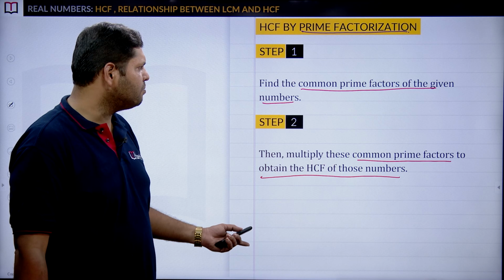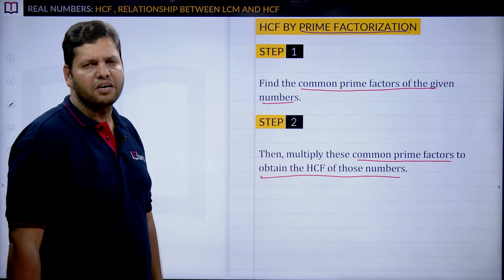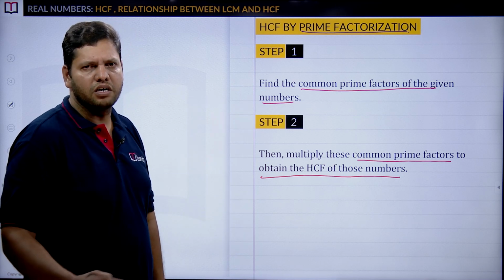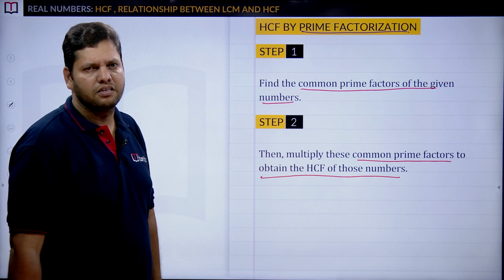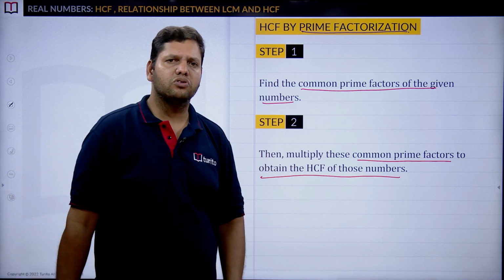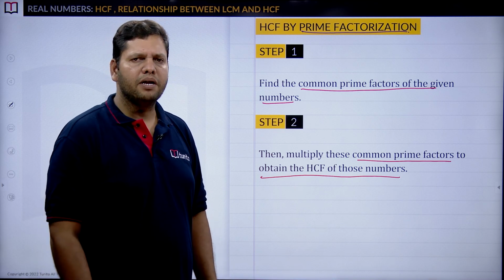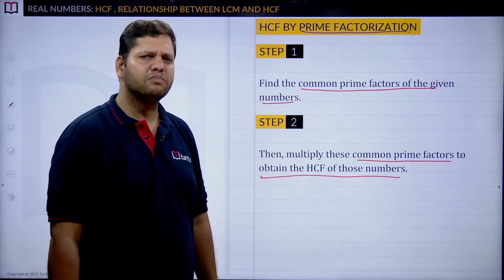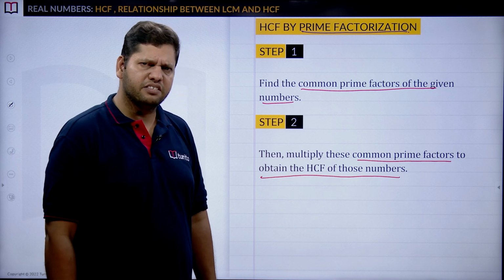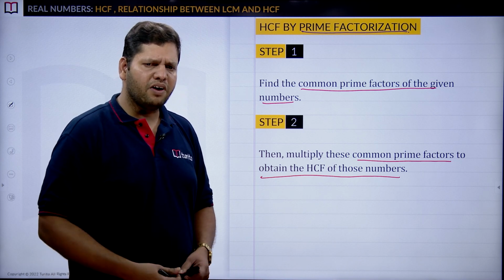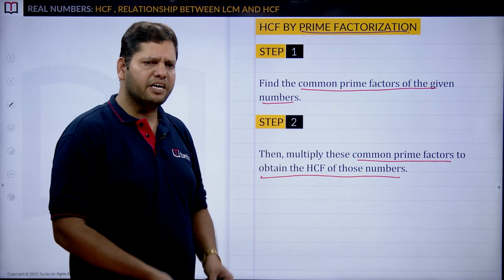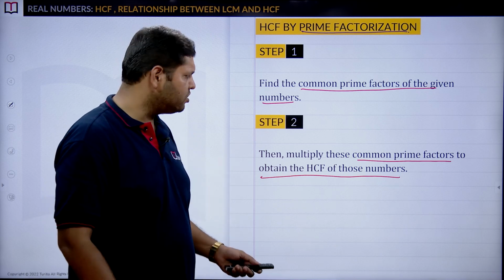First method: step number 1, find all the common prime factors of both the numbers. Then separate them. After separating, what you are supposed to do? Multiply all. If you multiply all, you will get the HCF. That's it, very simple. What is the big deal? Separate all the prime factors and multiply them. So that is the HCF of those two numbers. Okay, let us do one question.